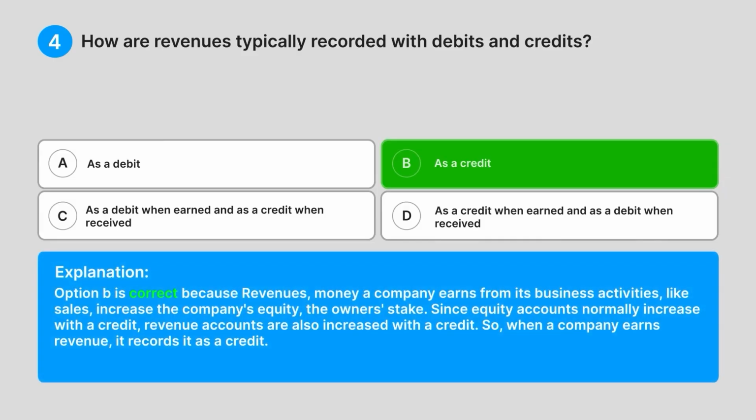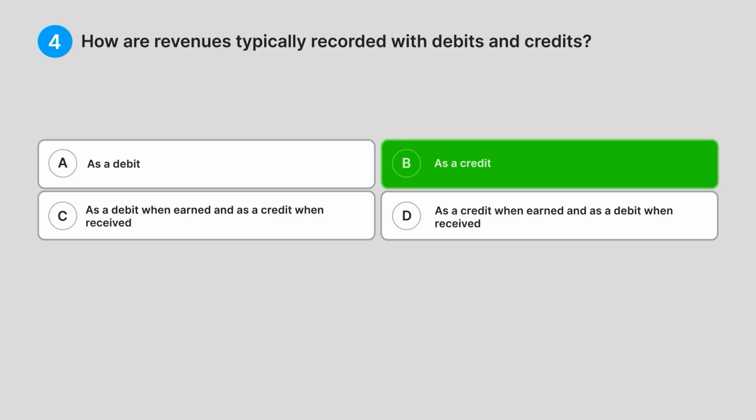Explanation: option B is correct because revenues, money a company earns from its business activities, like sales, increase the company's equity, the owner's stake. Since equity accounts normally increase with a credit, revenue accounts are also increased with a credit. So when a company earns revenue, it records it as a credit.